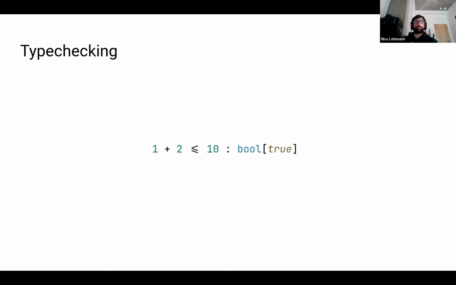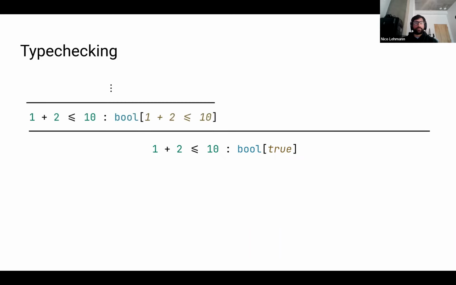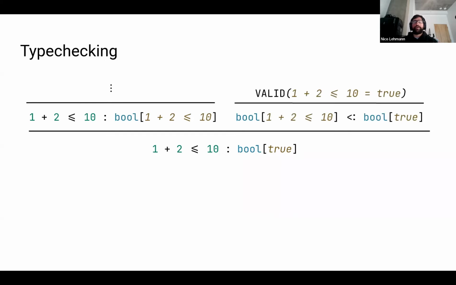So we can, for example, prove that 1 plus 2 less than 10, as a Rust expression, has type bool true. Because applying the syntactic rules, we can prove that 1 plus 2 less than or equal to 10 has type bool, 1 plus 2 less than or equal to 10 in the logic. And we can prove the subtyping, so that type is also a subtype of bool true.